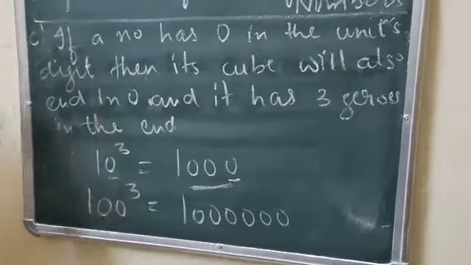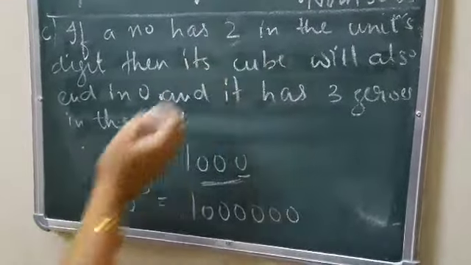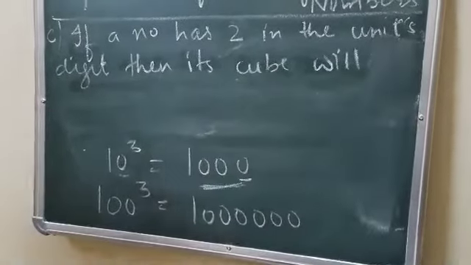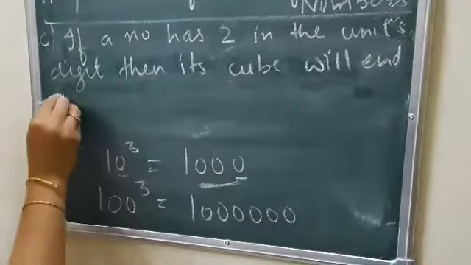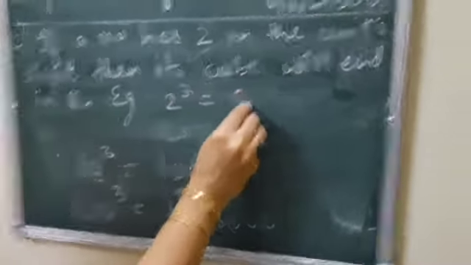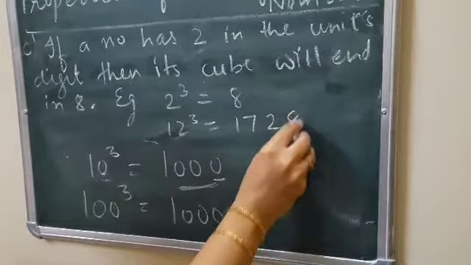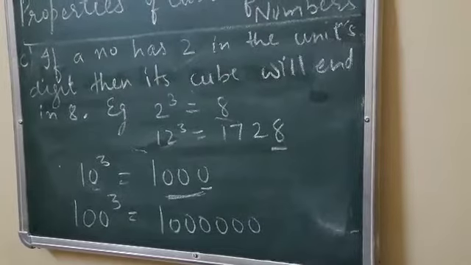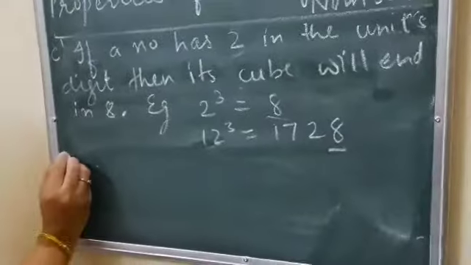If a number has 2 in the units digit, then its cube will end in 8. For example, 2 cube, we know it is 8. Similarly, if I take 12 cube, it is 1728. So again you can see that if the number ends in 2, your cube will end in 8, right? Next is D part.